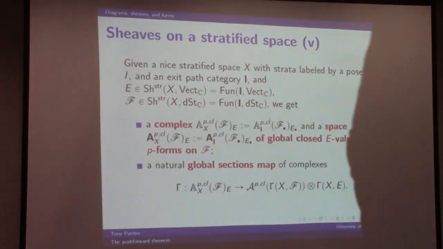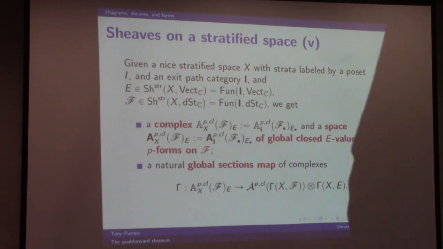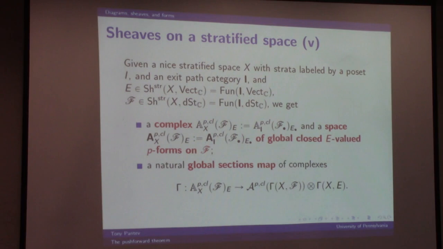the complex of forms for the sheaf. You can also sheafify that, but it's not really important because we're going to be looking at forms for the whole sheaf, so you can just take elements in that complex. You have a global section map from the complex of p-closed forms on the sheaf, relative forms on the sheaf, to the absolute closed p-forms on the global sections of the sheaf times the cohomologies of your complex of vector spaces on the space.